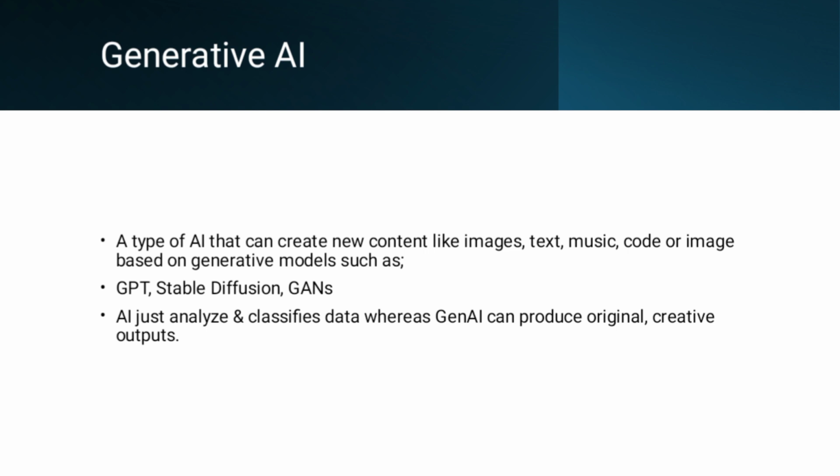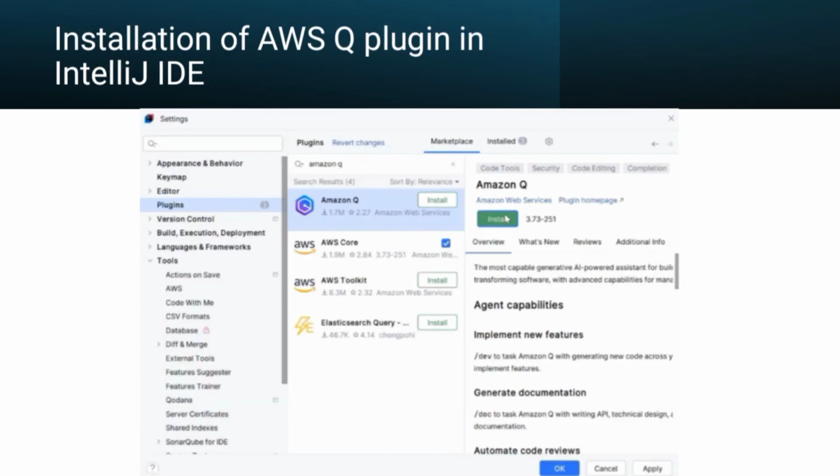Now let's see the common types of generative models, such as GPT, that is generative pre-trained transformer, for text, and Stable Diffusion for images. GANs, that is generative adversarial networks, are for images, videos, and a lot more. But AI just analyzes and classifies data, whereas Gen AI can produce original creative outputs. So this is the basics of generative AI. And coming to Gen AI, we have AWS Q.